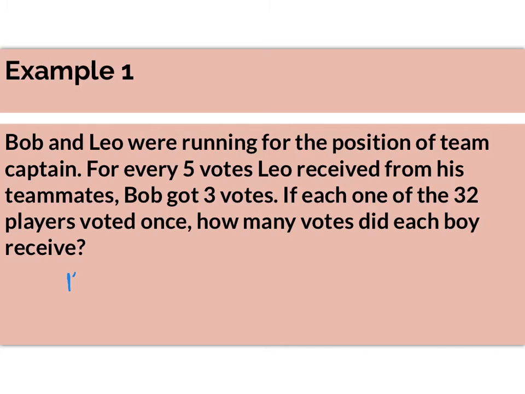So 10 votes for Leo to 6 votes for Bob with 16 votes total equals, well, we're multiplying by 2 over 2, which gives us the 20 votes for Leo and then 12 votes for Bob. And if you add these up, you get 32. And voila, this tells you how many votes each boy got.